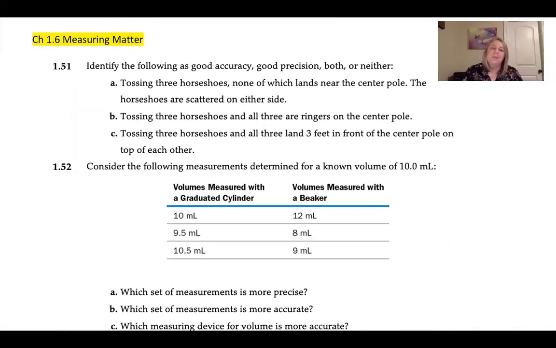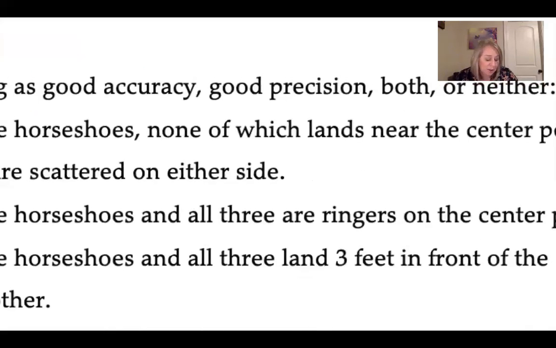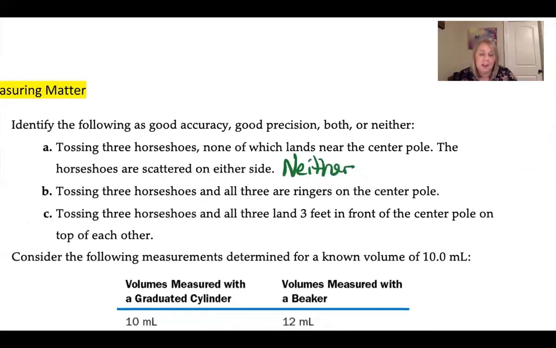All right, so let's really briefly go over some accuracy and precision. All right, so we're going to toss horseshoes. Anybody ever played horseshoes? You know, it looks like a horseshoe, looks like a U, and you throw it at the pole and you want it to hook onto the pole, right? So you toss 3 horseshoes, none of which lands near the center pole. You're not getting the goal, and the horseshoes are scattered all over. So this is neither precise nor accurate, right? You're not hitting the goal, and you don't have a very good packing of your throws. They're all over the place.